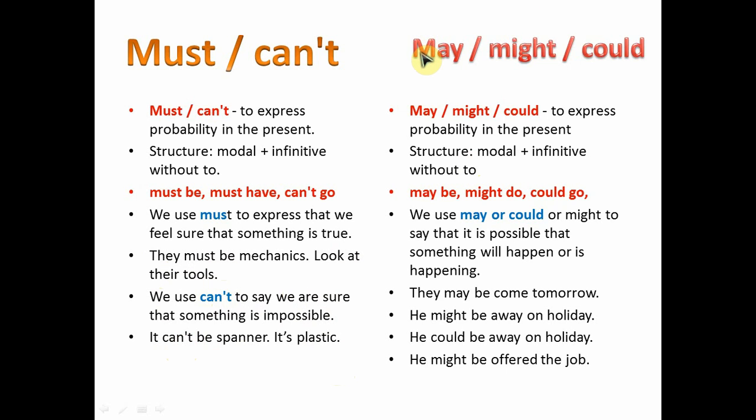Okay. May, might, could. I use may, might, or could to express probability in the present also. And the structure is modal verb plus infinitive without to. May be, might do, could go. We use may or could or might to say that it's possible that something will happen or is happening. So it will happen in the future or is happening now.